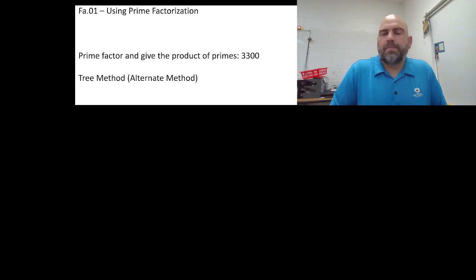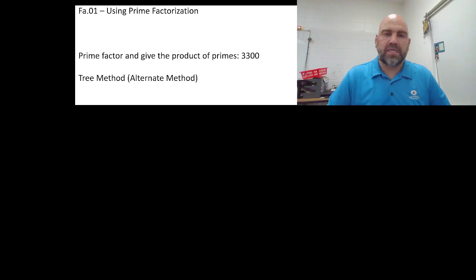Okay, so I'm going to show you a method of prime factorization that deals with something called the tree. I call it the tree method, or you can call it the root method, or you can call it whatever you really want. And I'm going to use the example of 3,300 as the number we're going to prime factor and try to solve.